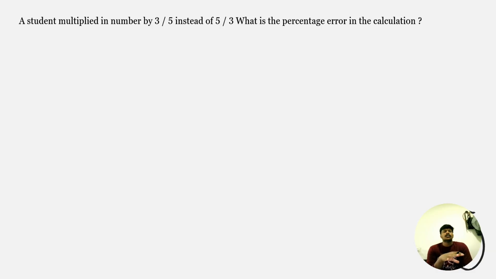So here, what is it? A student multiplied a number by 3 by 5. Let us take that number equal to some x. You can take x or you can take some other number, that's completely fine, no issue. So let us take that a student multiplied a number by 3 by 5. So let us take x into 3 by 5 instead of 5 by 3. So what is the original number? 5 by 3. Now see, the actual number you have to multiply with is 5 by 3, but you did it 3 by 5. Then what is the percentage error?